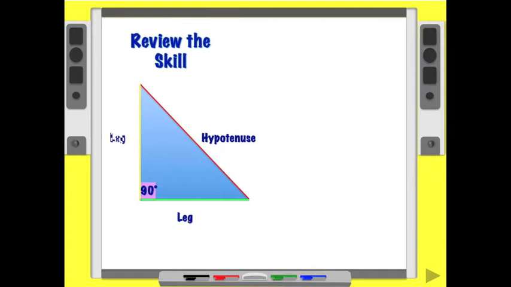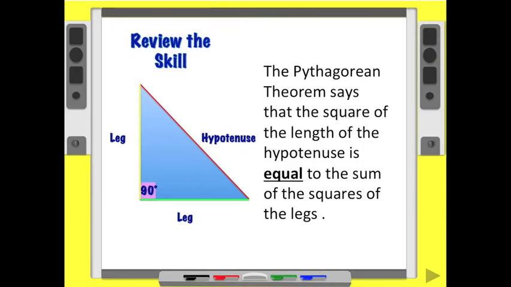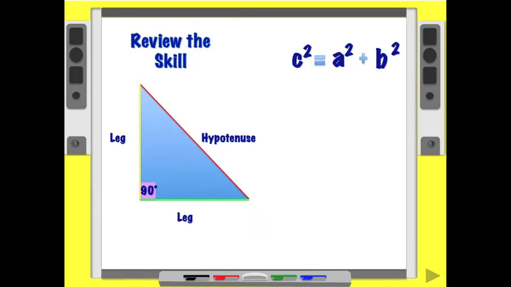The Pythagorean Theorem says that the square of the length of the hypotenuse is equal to the sum of the squares of the legs. Or in other words, c squared equals a squared plus b squared. C is the hypotenuse and a and b are the legs. Let's plug in some values for a, b, and c and see if the right triangle is a right triangle.